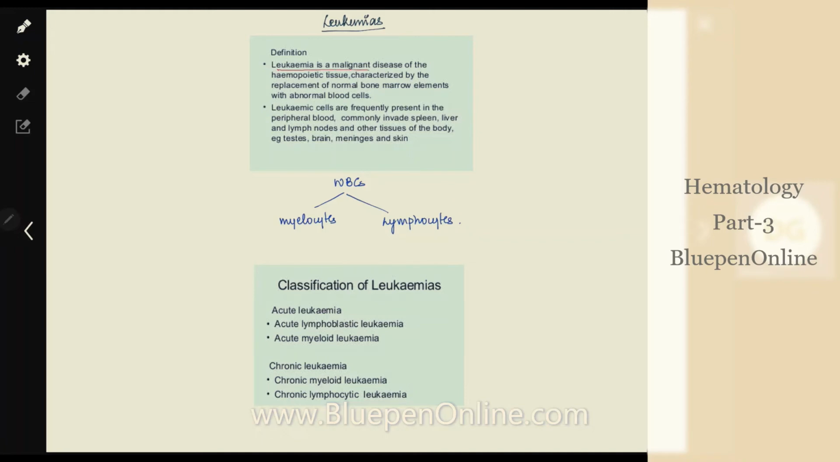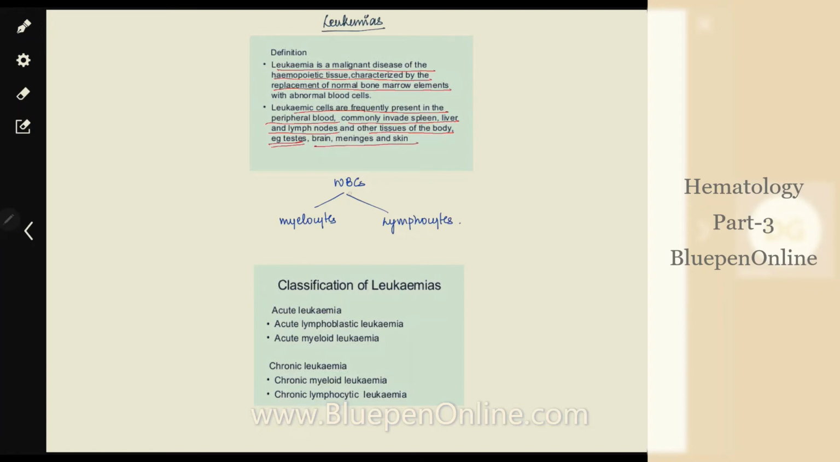Leukemia is a malignant disease of the hematopoietic tissue characterized by the replacement of normal bone marrow elements with abnormal blood cells. Leukemic cells are frequently present in the peripheral blood, commonly invade spleen, liver and lymph nodes and other tissues of the body. Example, testes, brain, meninges and skin.